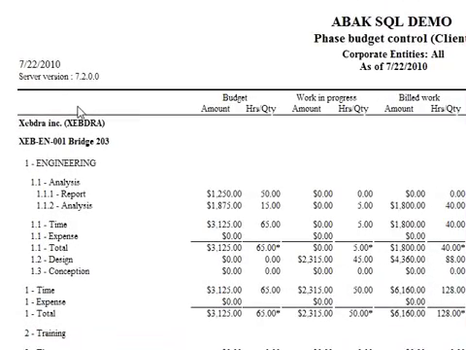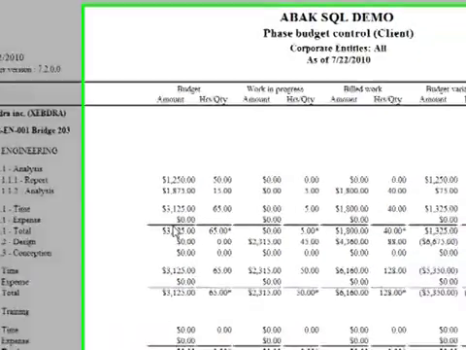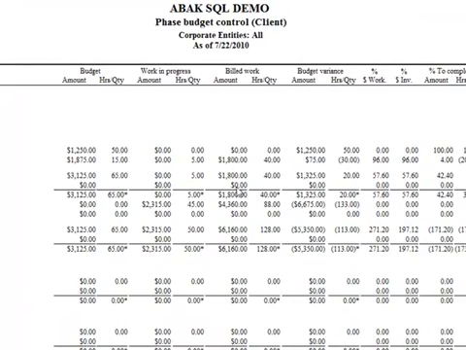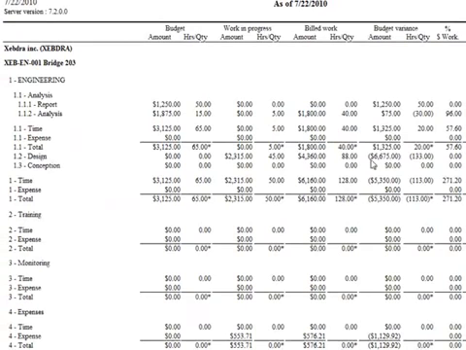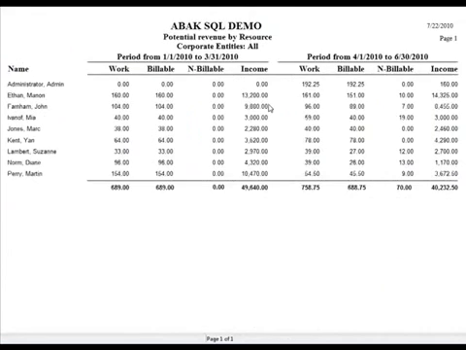The project control report shows per project phase or per task whether you are on budget with this project. It shows work in progress, billed work, variance, and estimates to complete. The potential revenue by resource report will show you the income generated by each employee. You can compare 2 different periods against one another and see the work done, billable and non-billable work, and the income generated for each one of your employees.